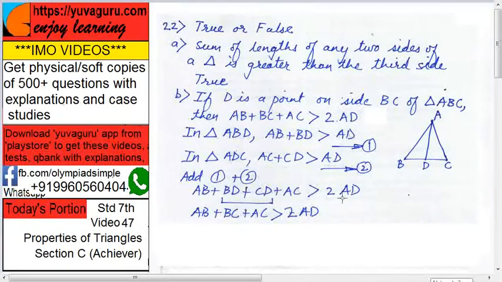AD, 2AD over here. Now, BD and CD, what do they add up to? BD and CD, it's a straight line. So, it becomes BC. So, AB plus BC plus AC is greater than 2AD. That's what is required. So, true.